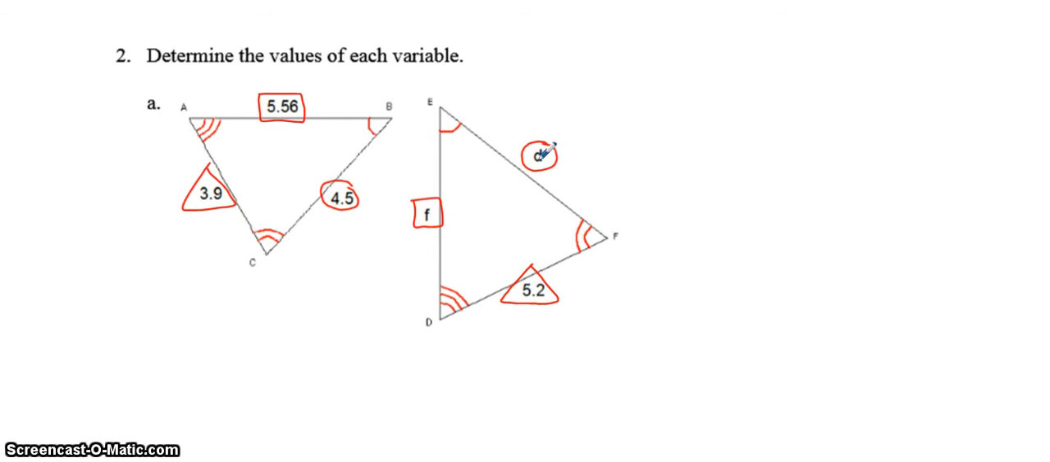So to solve for D, D goes with 4.5. So D over 4.5 will equal, use the ratio that you know both values, 5.2 over 3.9. Cross multiply. So 3.9 times D is equal to 23.4. And when you divide both sides by 3.9, you get 6. So that's solving for D.